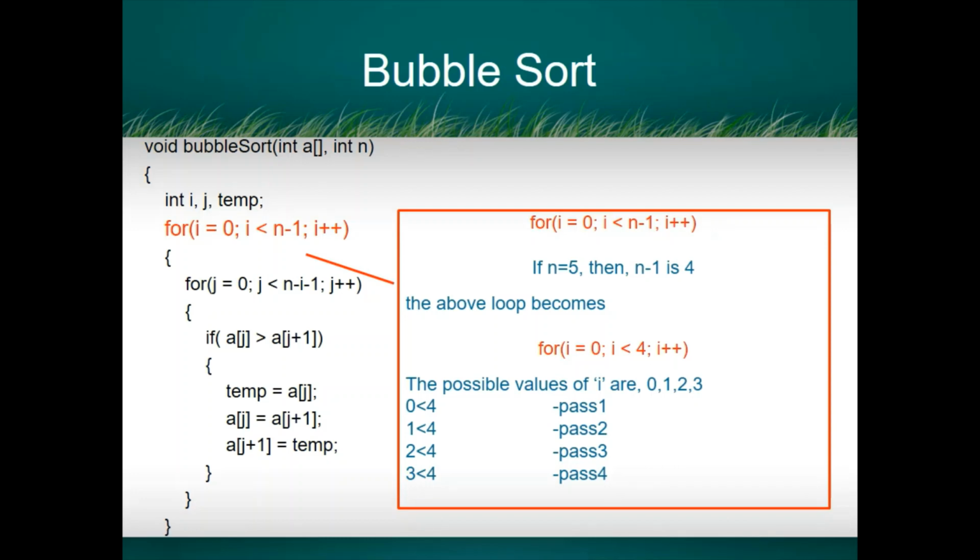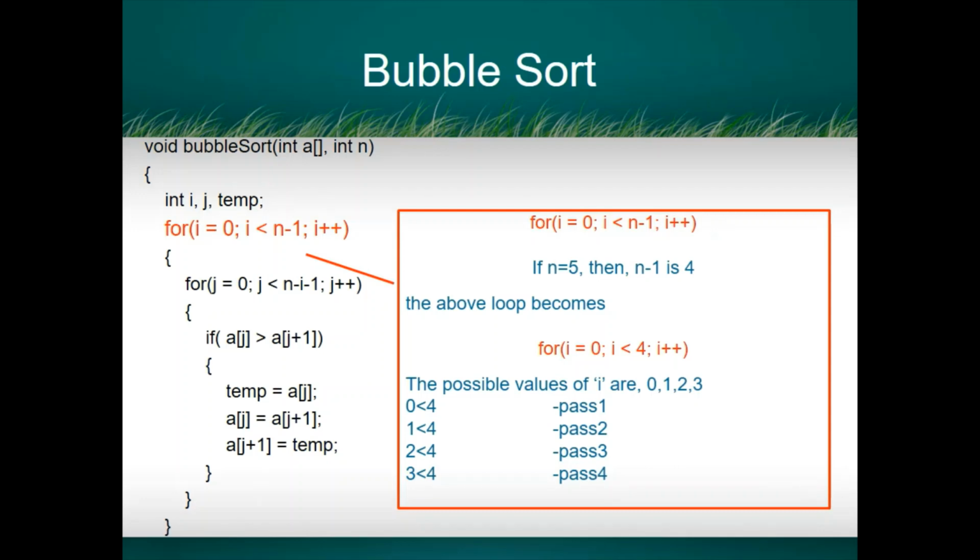If n is equal to 5, then n minus 1 is 4. Now the above loop becomes for i equal to 0, i less than 4, i plus plus. And the possible values of i are 0, 1, 2, and 3. So the number of passes is only 4 because we are taking n equal to 5.